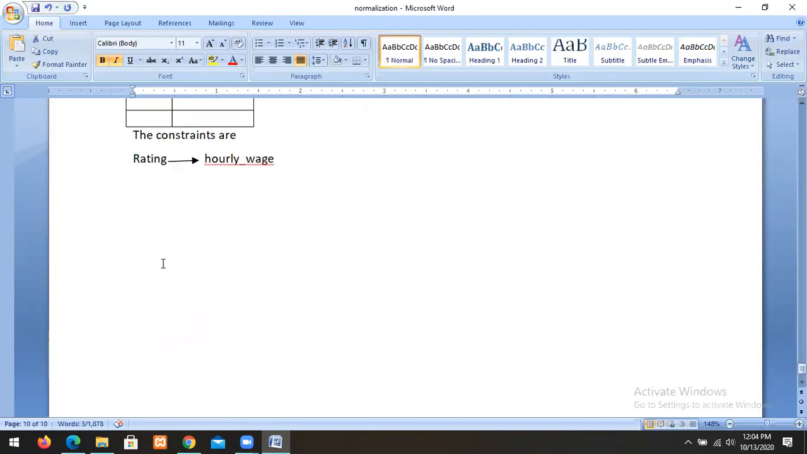This is about schema refinement approaches. Then we go for functional dependencies. What is functional dependency? We have already covered it. What are its properties?